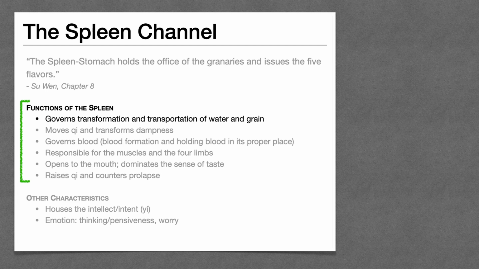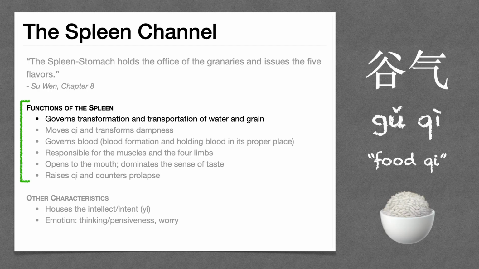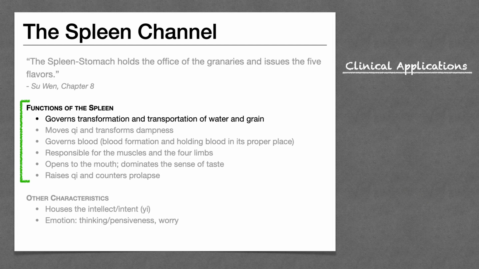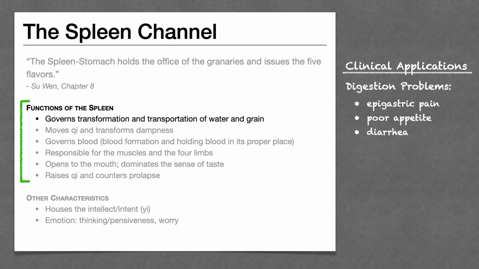Like we mentioned before, the spleen governs the transformation and transportation of water and grain, and this refers to digestion. The spleen extracts the nutrients or gu qi from the food and sends it where it needs to go, ultimately supplying nutrition to all the other organs and tissues in the body. So what this means clinically is, number one, a lot of digestive complaints can be treated using points on the spleen channel, such as epigastric pain, poor appetite, or diarrhea.